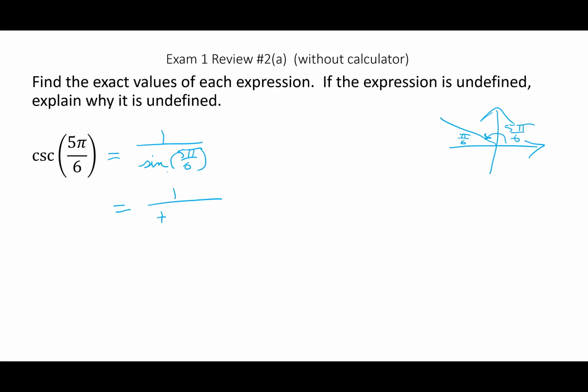So the sine of 5 pi over 6 is going to be the same as positive the sine of our reference angle pi over 6. Remember that the sine of pi over 6 is 1/2. We have 1 over 1/2. 1 divided by 1/2 is the same as 1 times 2 over 1. We end up with the cosecant of 5 pi over 6 is equal to 2.